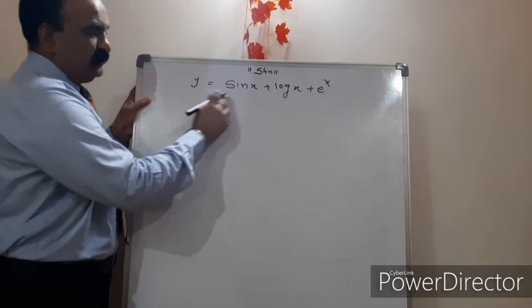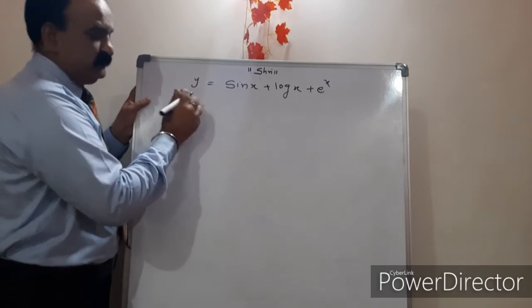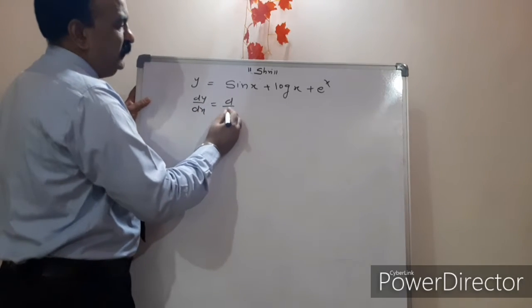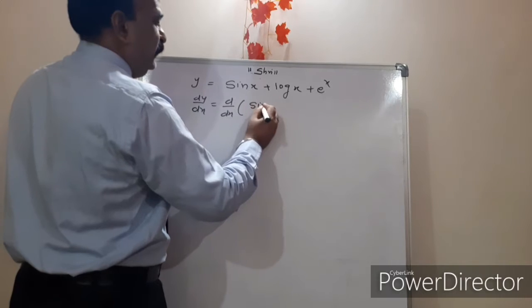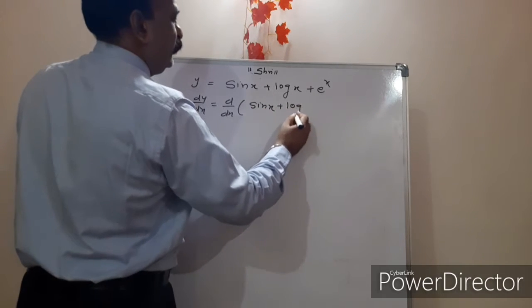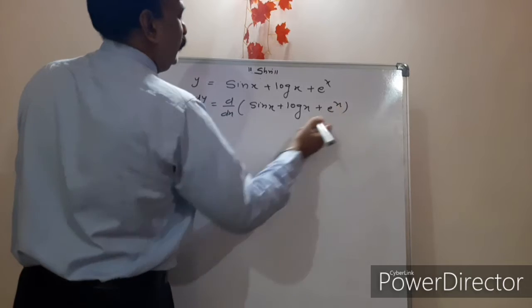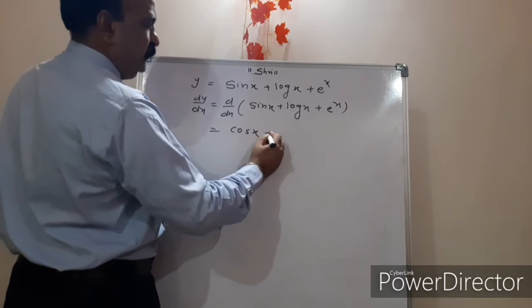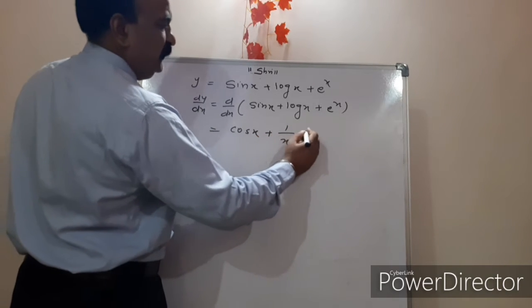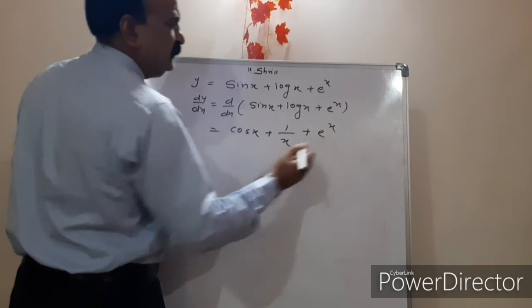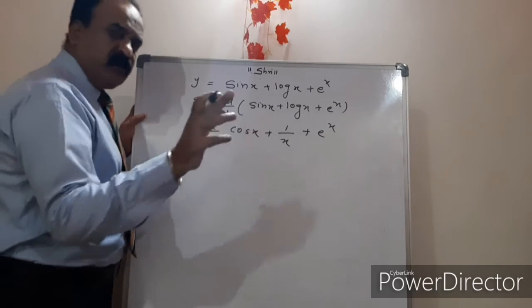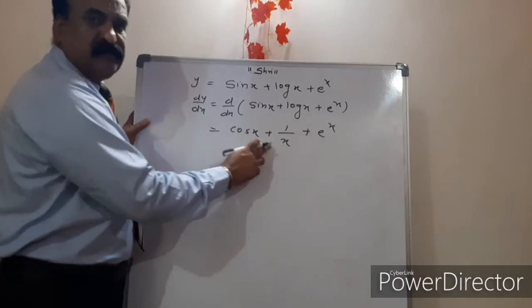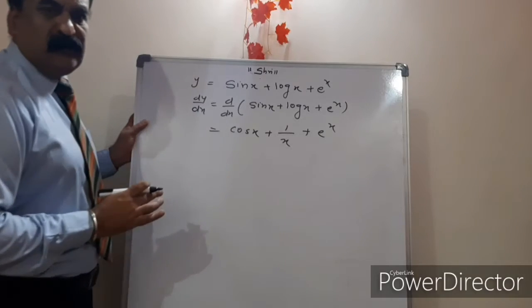Now you can write here, on differentiating with respect to x, dy by dx is equal to d/dx of sin x plus log x plus e to the power x. So d/dx of sin x means cos x, d/dx of log x means 1 upon x, d/dx of e to the power x means e to the power x. Why am I writing like this? Because I have already given you the formula: d/dx of sin x is cos x, d/dx of log x is 1 by x, d/dx of e to the power x is e to the power x.